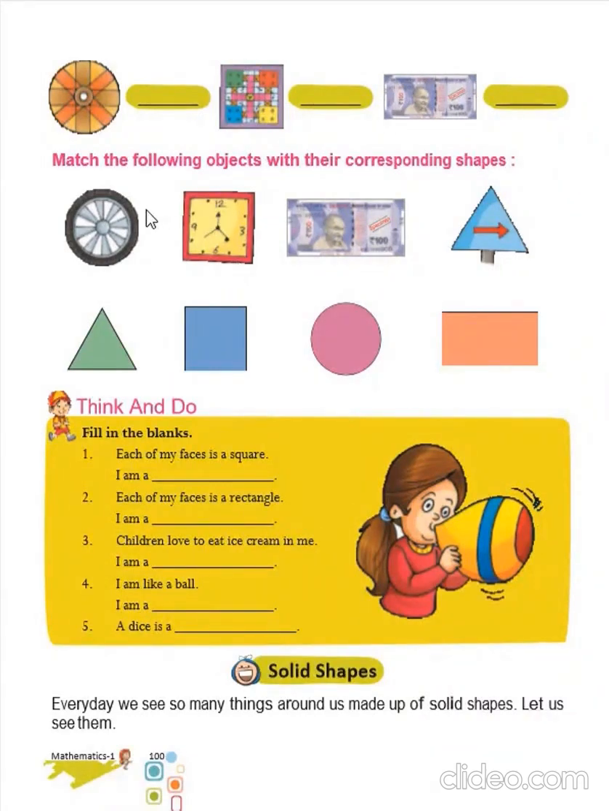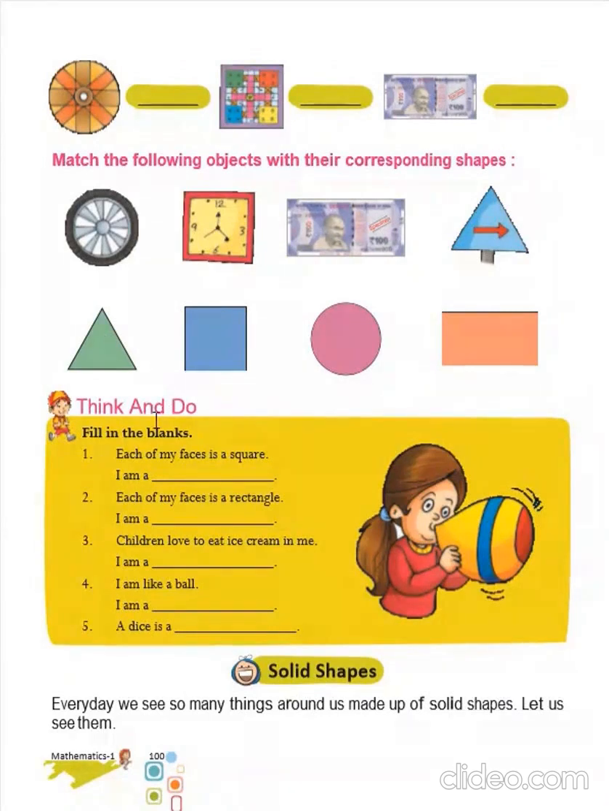Now come to another exercise. What do we have to do in this? We have to match the following objects with their corresponding shapes. This wheel, it is circular in shape, so it will be matched with this. This clock, it is square in shape, so it will be matched with this. This note, it is rectangular in shape, so it will be matched with this. This triangular board is triangular in shape, so it will be matched with this.